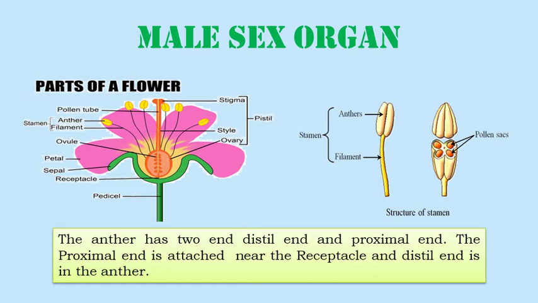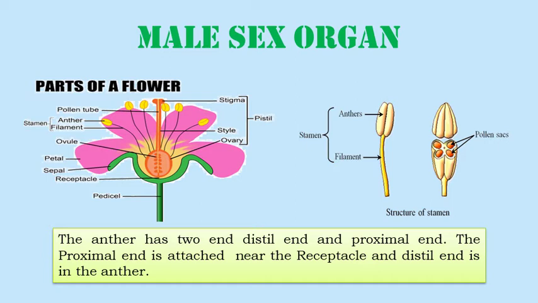Then the last, what is ovary? It is also a part of the carpel or pistil which holds the ovule, and is located above, or sometimes below, or sometimes at the point of connection with the base of the petals and sepals. Now, when we say male sex organs, it basically comprises anthers and filament, and together we term it as stamen.